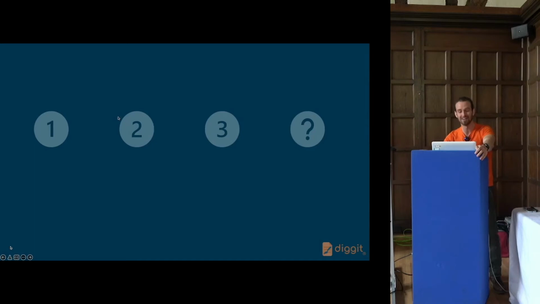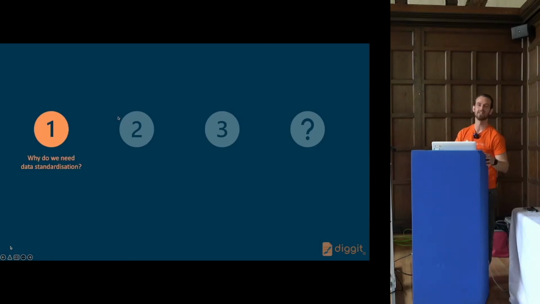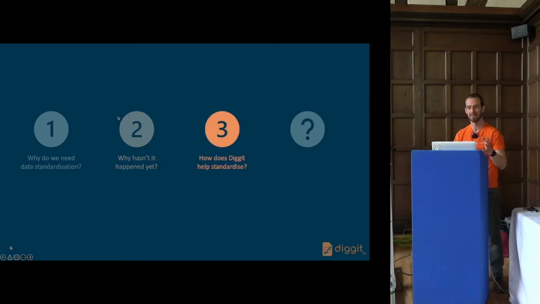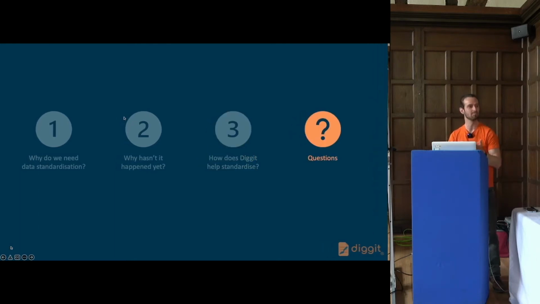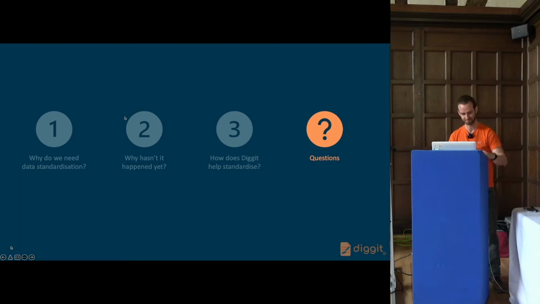Okay, so there's 3 parts to this presentation, should be about 20 minutes. We'll start by looking at what data standardization is and why it's so important. Then we'll move on to look at why it hasn't really been achieved before in archaeology. Then we'll talk a bit about what we've been doing with Diggit and how that might address data standardization. And then hopefully at the end we might have time for a couple of questions.